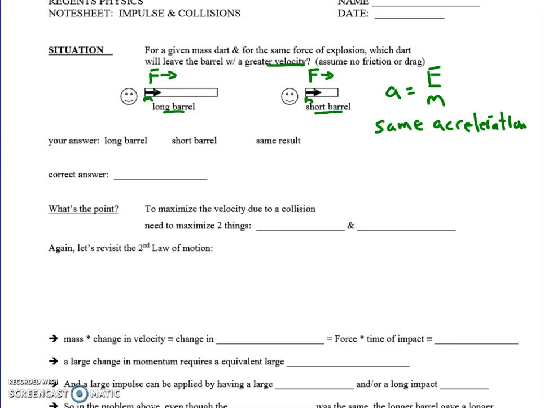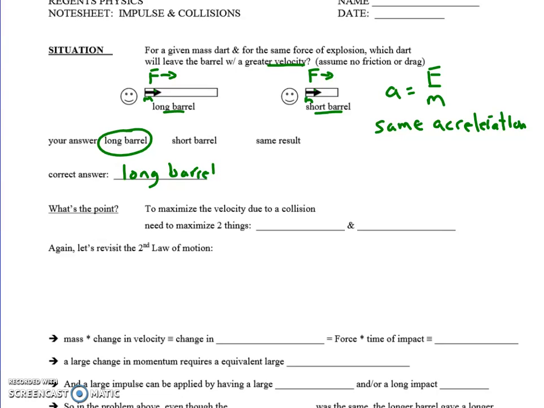Okay, so think about that. If you really understand how the laws of physics play out, and it might not be obvious to you, that's okay, you'll accept that it's really the long barrel that will have the dart going faster. And you might ask why, if the accelerations are the same. Because we're looking for velocity, and velocity and acceleration are not the same thing.